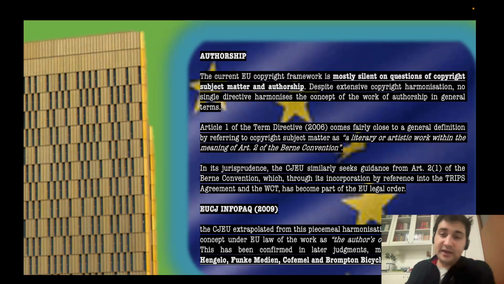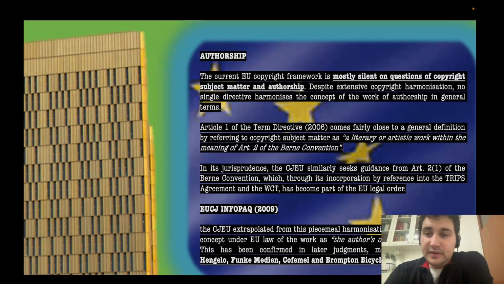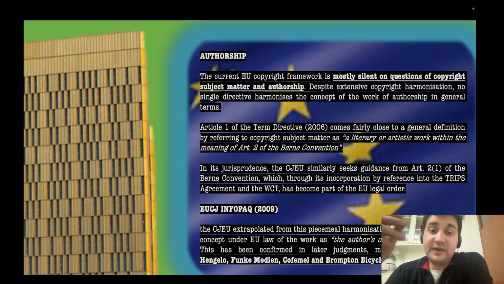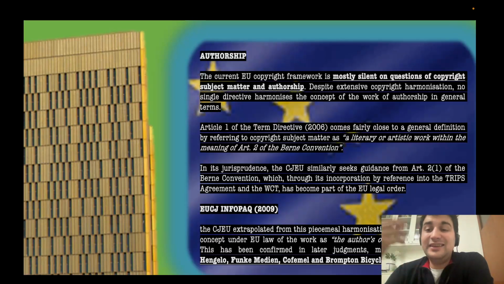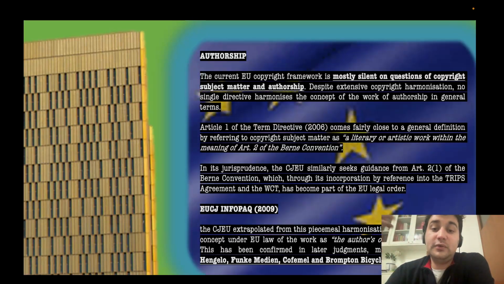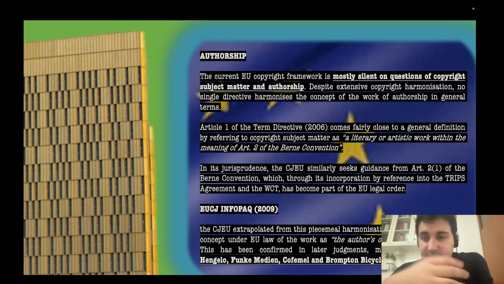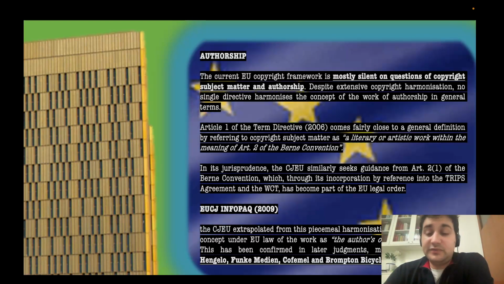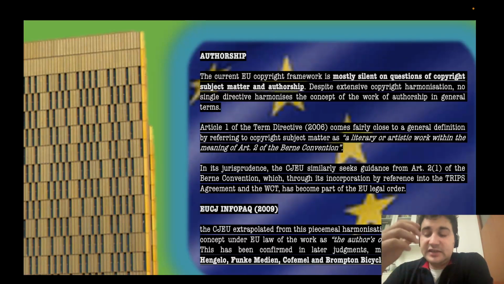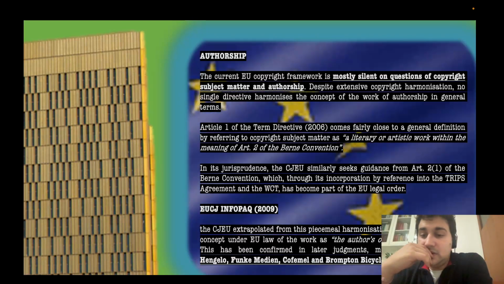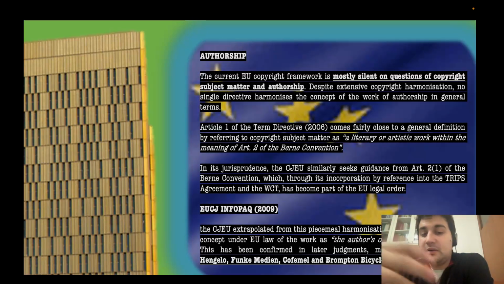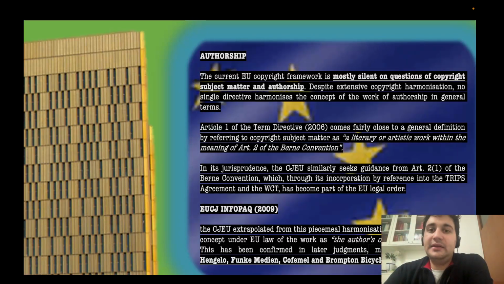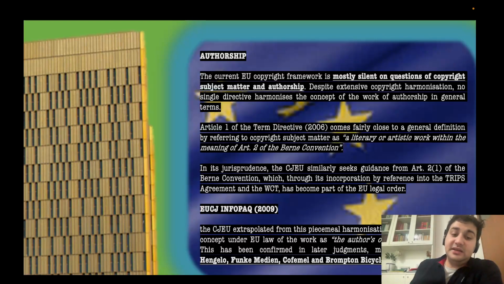Article 1 of the Term Directive came pretty close to a definition by referring to the copyright subject matter as a literary or artistic work within the meaning of Article 2 of the Berne Convention, okay? In its own jurisprudence, the Court of Justice of the European Union seeks guidance from the Berne Convention and the reference to the TRIPS Agreement and the WCT in order to satisfy the necessity of having subject matter and authorship.